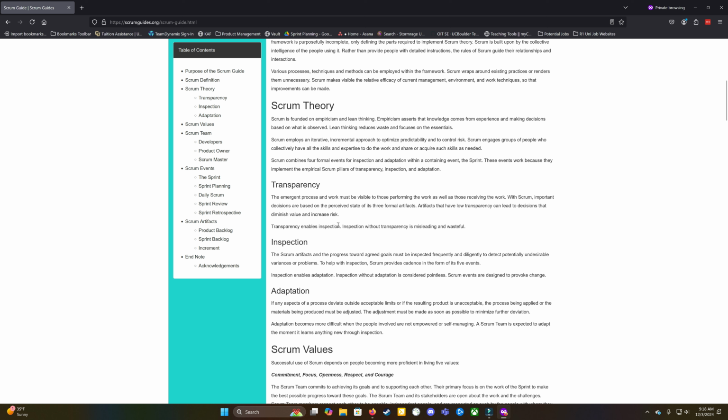Transparency enables inspection. Inspection without transparency is misleading and wasteful. Yes to all of this. So first of all, why is transparency my favorite pillar of Scrum? It's largely because it just syncs with my kind of way of living my life, basically.